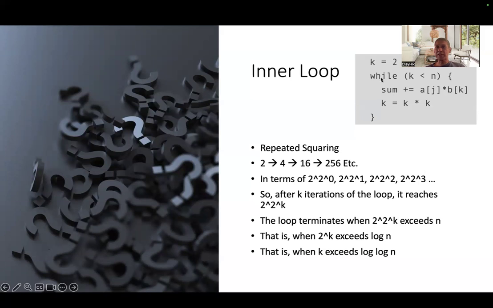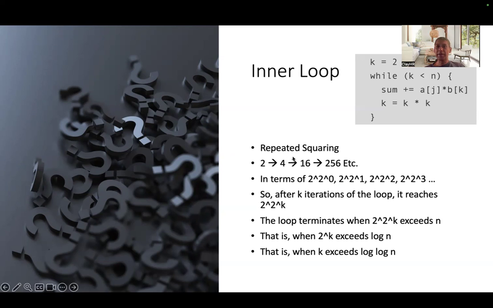The inner loop has this structure: it starts with k equal to 2 and goes on until k exceeds n. That's when it'll break out of this while loop and do something with the sum. We don't really need to worry about that because it's just a constant time operation. But it does do this thing to k: k is equal to k times k. So that means k becomes the square of k. Eventually k will become too large and will exceed n. Then this loop will stop.